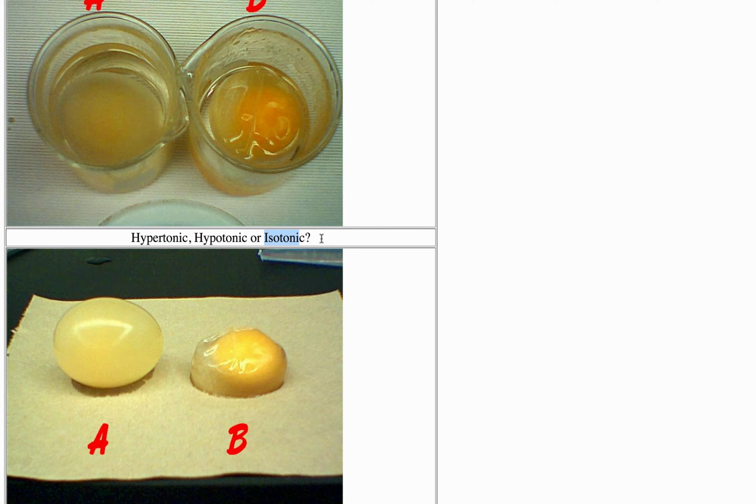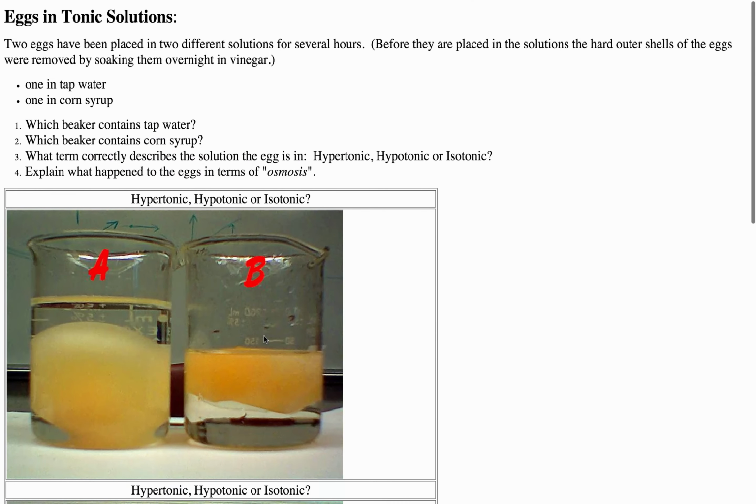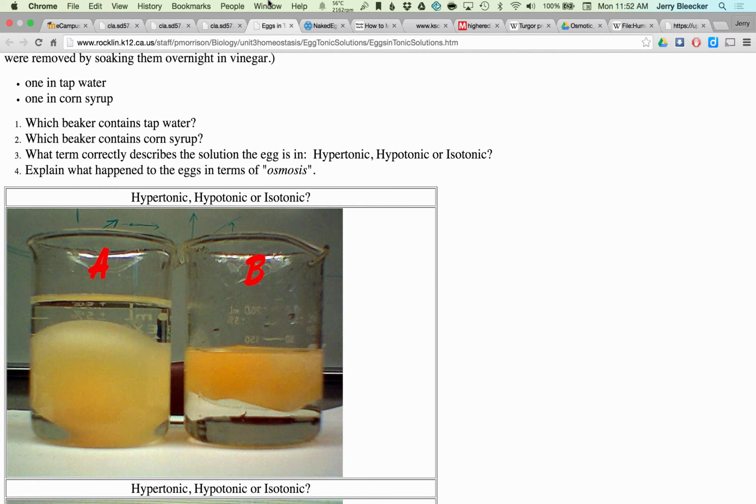And we'll get to isotonic later, but if you place something in this egg, for example, into a hypertonic environment, the net osmotic flow is out of the egg. But if the egg is the more concentrated environment, the net osmotic flow will be into the egg as opposed to out of the egg here. Okay, great experiment, lots of fun.